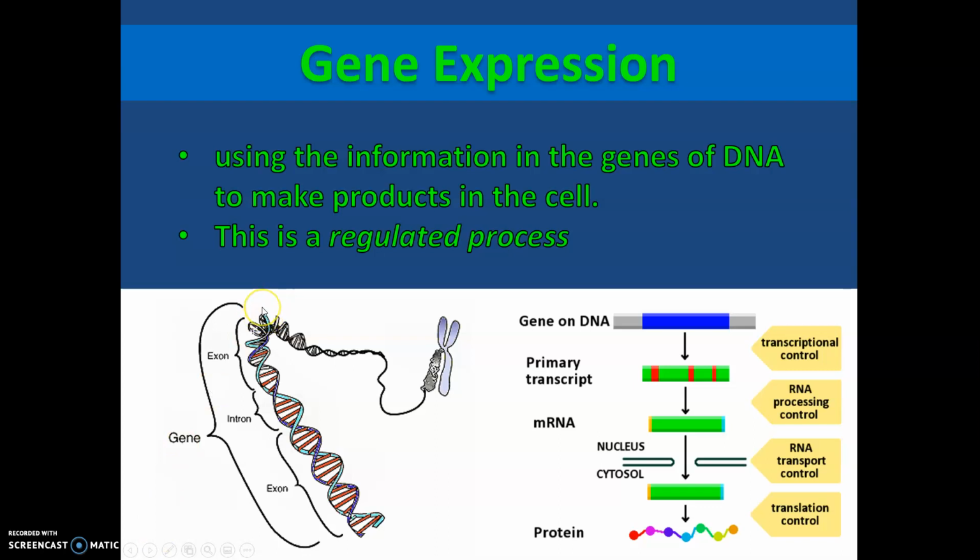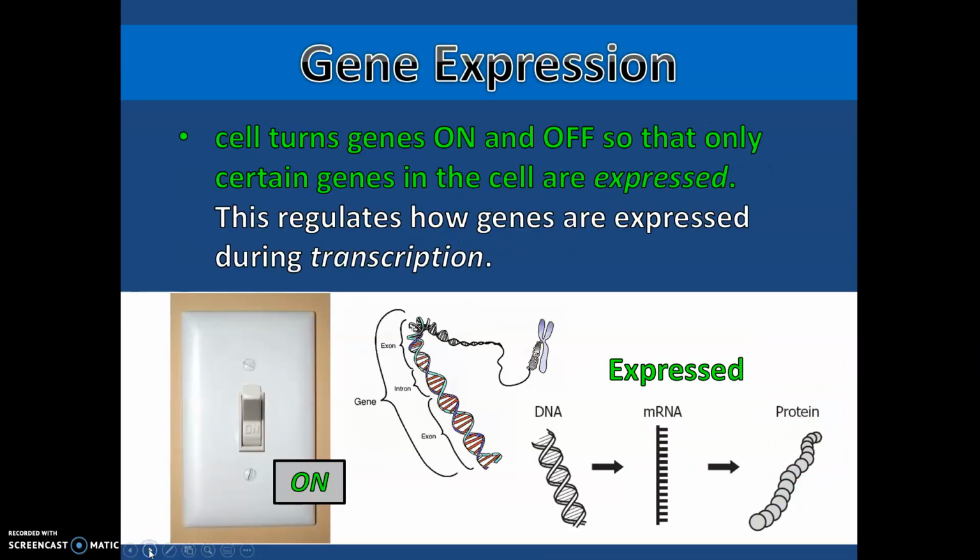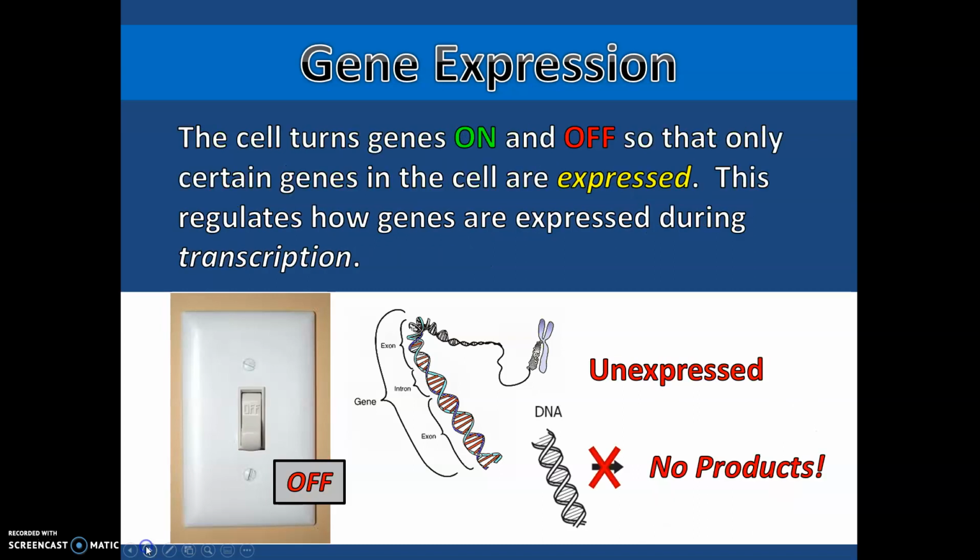So let's discuss gene expression. So using the information in genes of DNA to make products in the cell, that's what it is, and it's a regulated process. So basically it's saying that the cell turns genes on and off so that only certain genes in the cell are expressed. So this regulates how genes are expressed during transcription. Basically meaning you have a lot of information, but not all of that information is going to be used. Not everything will result in a protein. So if they are off, they are unexpressed and no product is made from that gene.